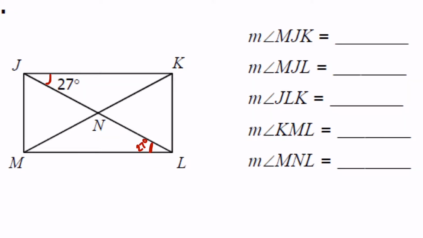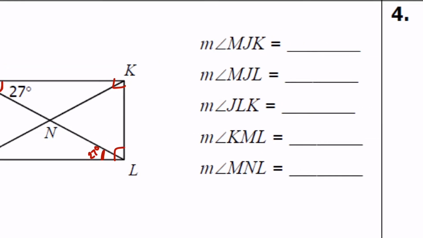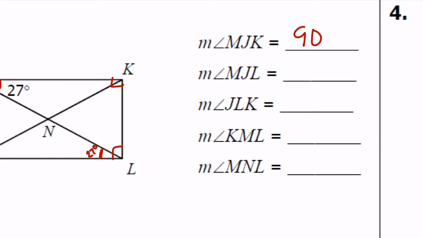And then, okay, let's look and see what I'm trying to find. MJK. MJK. So I'm trying to find this angle right here. Well, that's pretty easy. Because it's a rectangle, all of these angles here are 90 degrees. So that means MJK is 90 degrees.